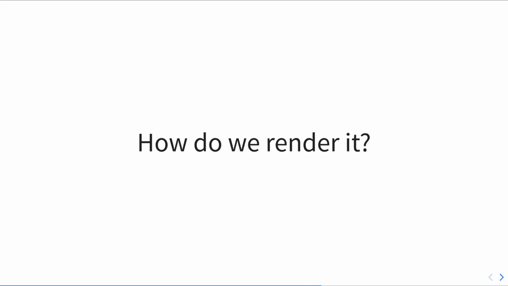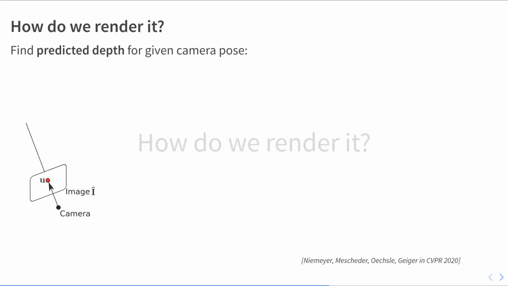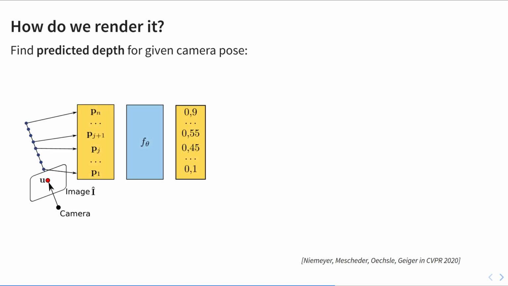But how do we render it? We start with a randomly sampled camera pose and pixel U on the image plane. Our first goal is to find the predicted depth. For this, we shoot a ray through the sampled pixel U from the camera origin. We then evaluate the occupancy probability of equally spaced points on that ray.